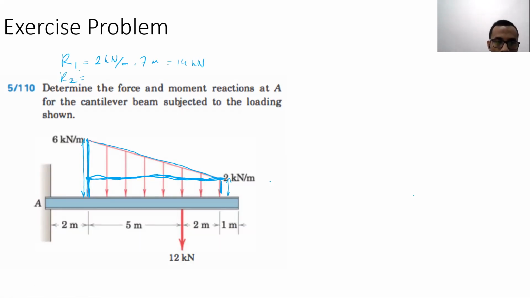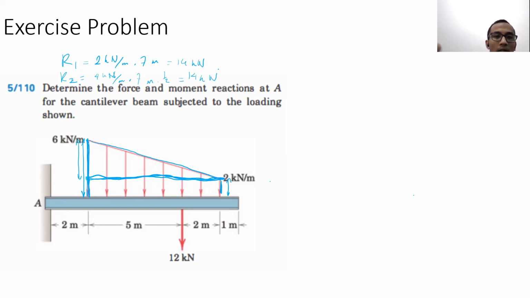Why 4? Well, we already used 2 on the rectangular one. So this one, right? To use 4, the height of the triangle there. So it's supposed to be 4 kilonewton per meter. 4 kilonewton per meter times 7 and times a half. So we got 14 as well.